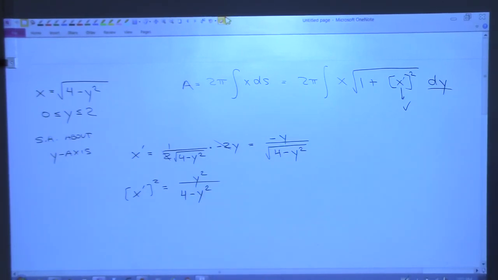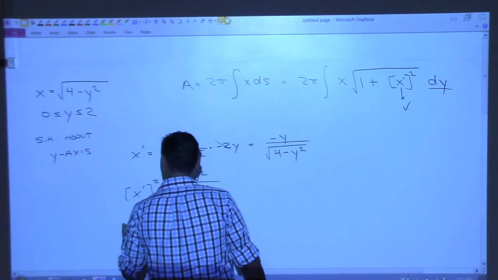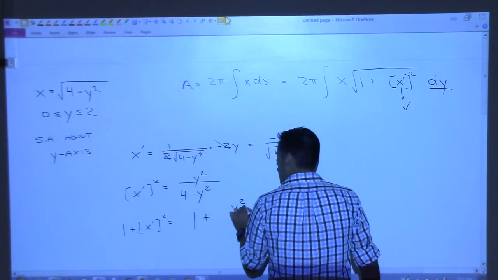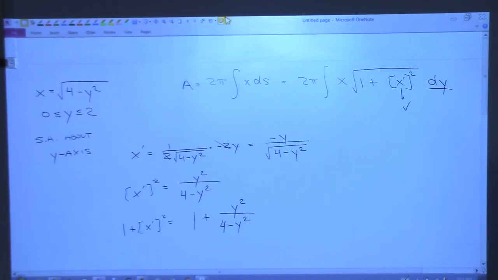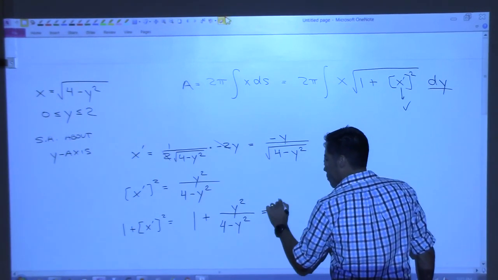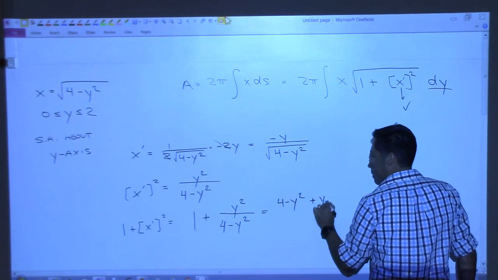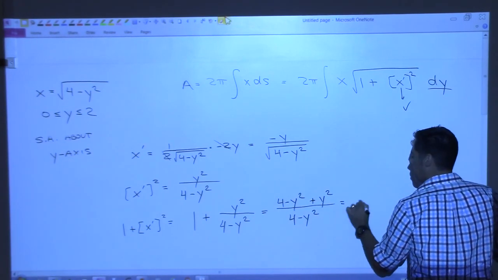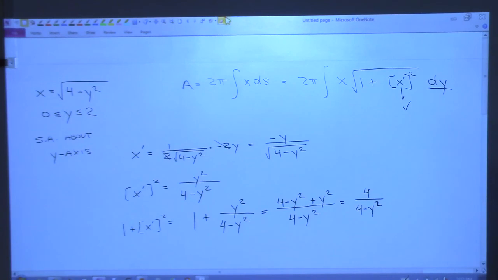And I have to add 1 to that now, right? And we've played this game before, right? We get a common denominator. So when I get a common denominator between those two, I'm going to introduce a 4 minus y squared right there on top and bottom. And then I'll have plus y squared. Oh, man. And they're going to cancel out. And I'm going to have over 4 minus y squared, which is 4 over 4 minus y squared. That's going to be underneath the root, right?